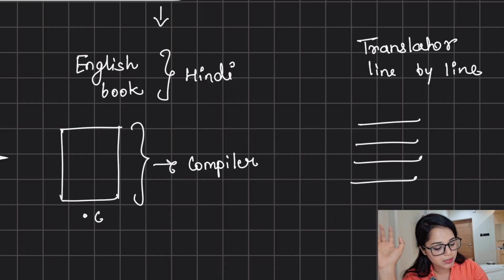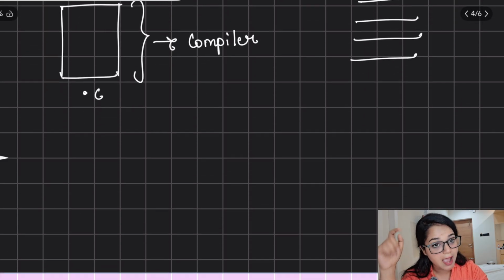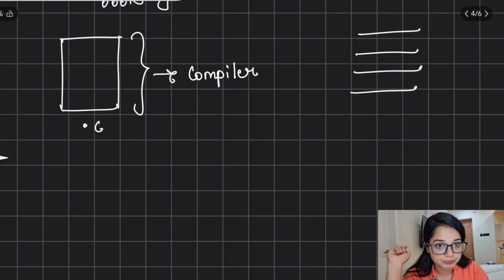Third line, the code will run. Fourth line, the code will run. Is this clear? Okay. Now, memory allocation also happens according to this only, by the way.